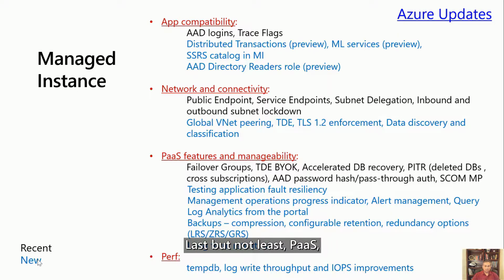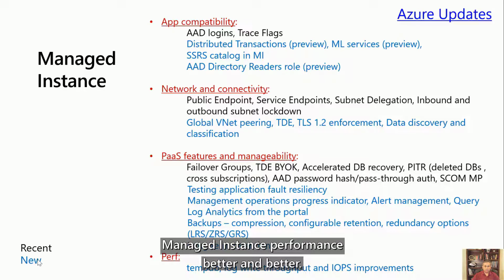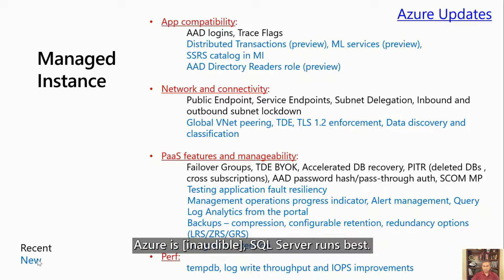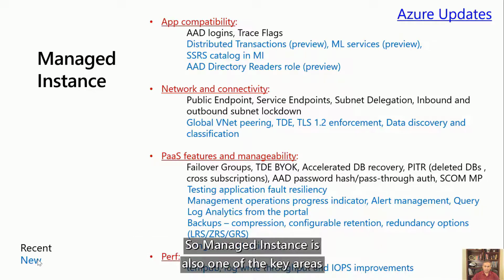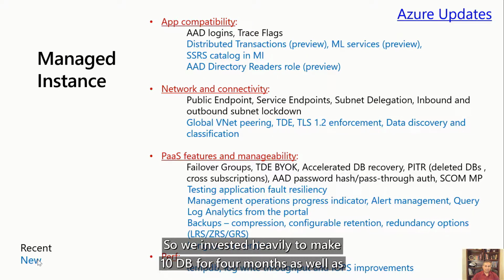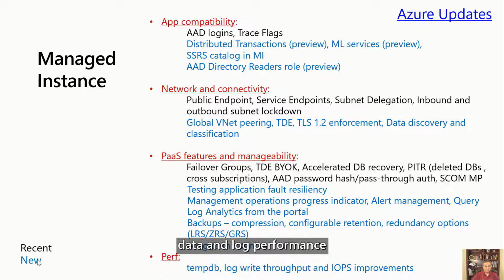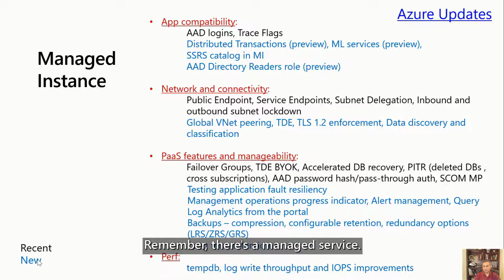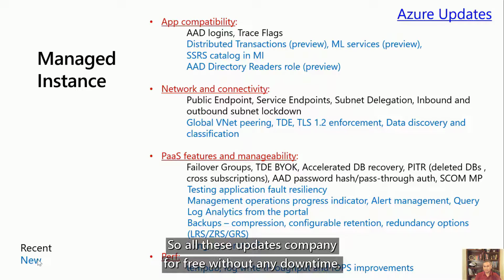Last but not least, perf, a big investment area for us. So we continue to invest to make managed instance performance better and better. As I mentioned earlier, Azure is where SQL Server runs best. So managed instance is also one of the key areas where we want to make it the best price performance. So we invested heavily to make TempDB performance as well as data and log performance improved without additional changes for your environment. Remember, this is a managed service, so all these updates come to you for free without any downtime.